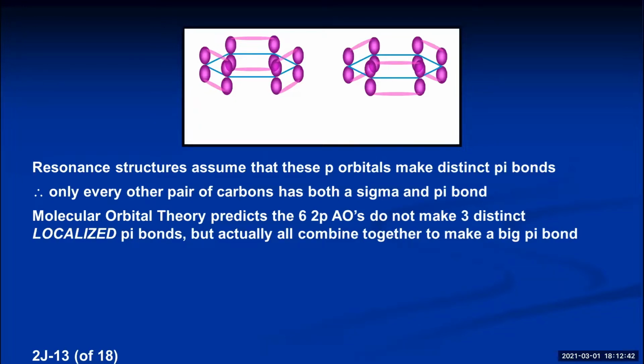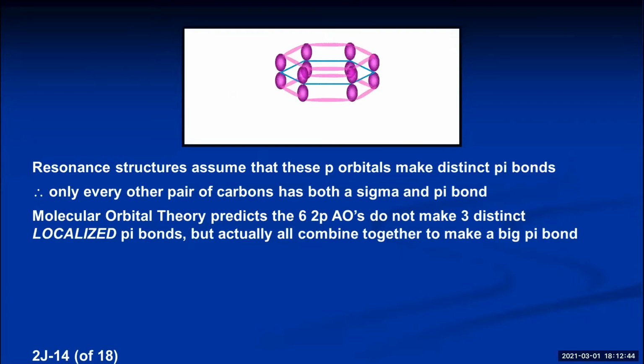Now, how should I draw that? I should draw that like this. All the p orbitals overlap with each other, and you get a big ring of electron probability above the benzene ring and an entire circle of electron probability below. That causes all of the carbon-carbon bonds to be bonded together a little bit more tightly, and they all get increased in their strength by the same amount.